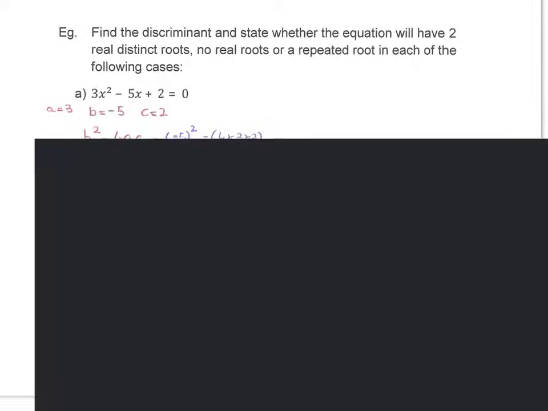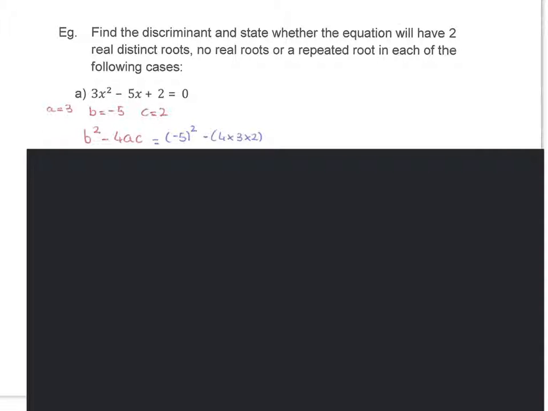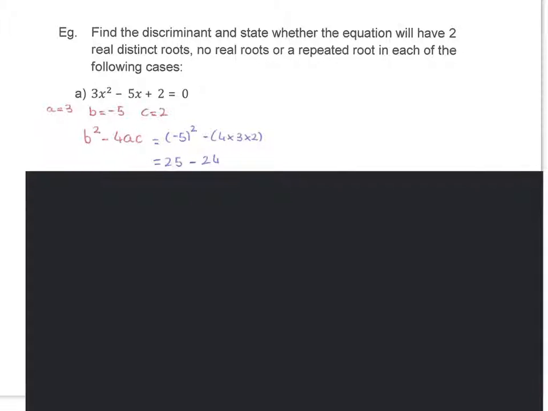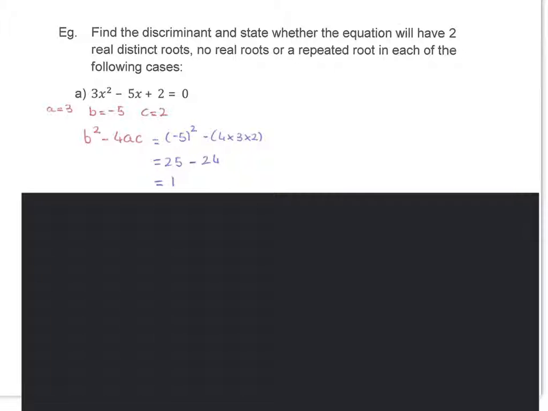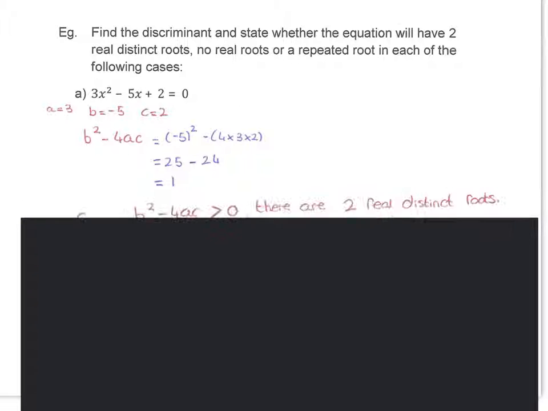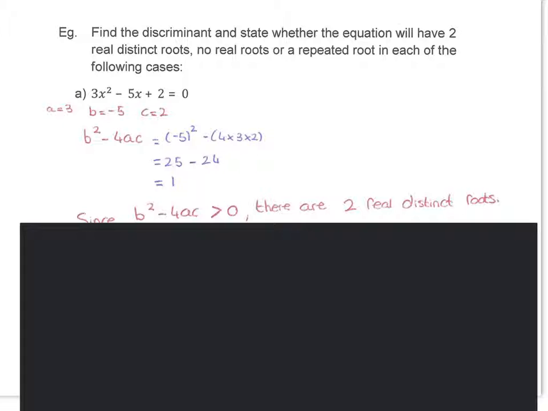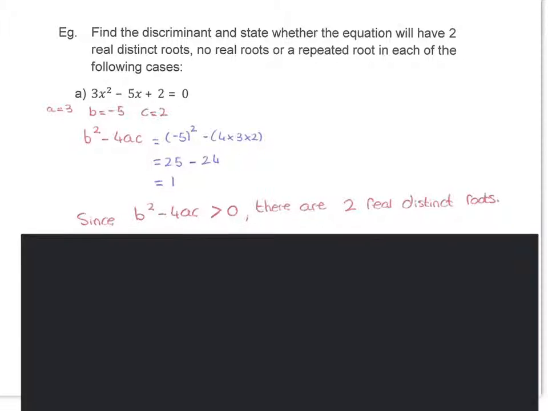So if we fill those into b squared minus 4ac, we end up with minus 5 squared, take away 4 times 3 times 2. So we end up with 25 minus 24, which is 1. So we know that 1 is greater than 0. Looking back at our previous notes, if the discriminant is greater than 0, that means there are two real distinct roots. So basically your quadratic equation is going to cut the x-axis at two separate points.